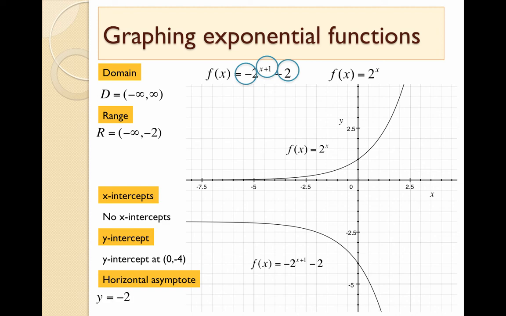And our horizontal asymptote shows the limits on our range, and our range is never going to get above a -2. So y is equal to -2 is our horizontal asymptote. And that's it.